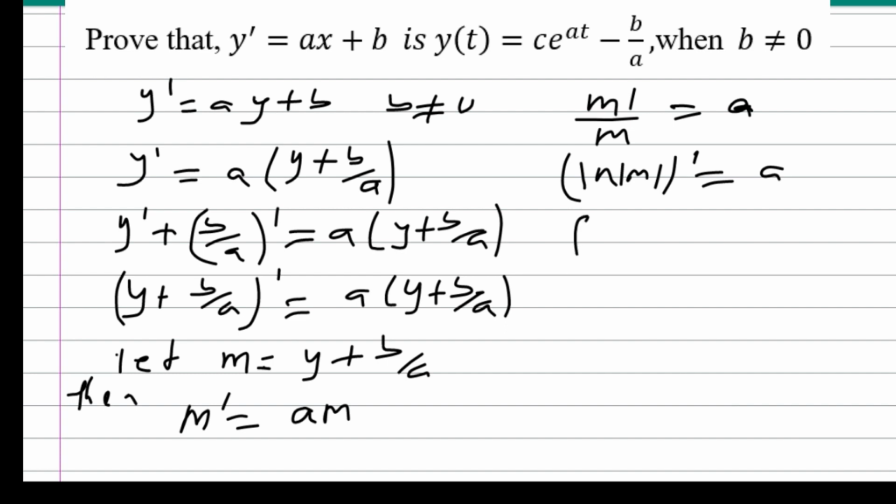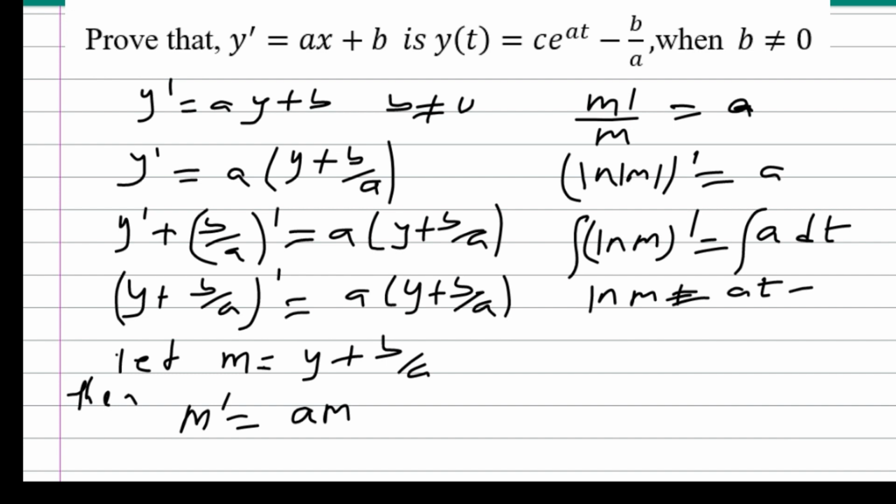Now take the integral on both sides. The integral is equal to a with respect to t. And finally, I have ln of absolute m, which is equal to at plus a certain constant. Now take e on both sides, and this is going to be equal to m equals e exponent at times e exponent c.